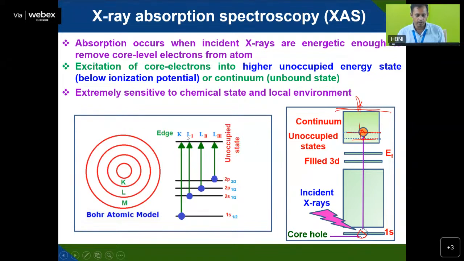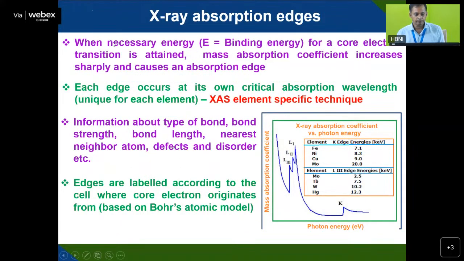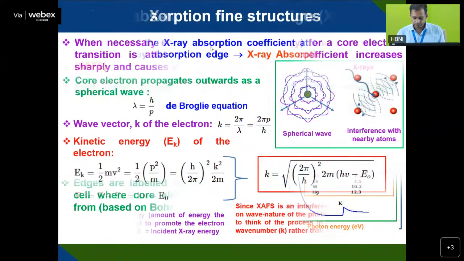If 2s 1/2 is going out, it's called the L1 edge. If 2p 1/2 is going out, it's called the L2 edge. 2p 3/2 is called the L3 edge. So these are the unoccupied states where these electrons are moving. If you see the necessary energy, the binding energy, for moving this.